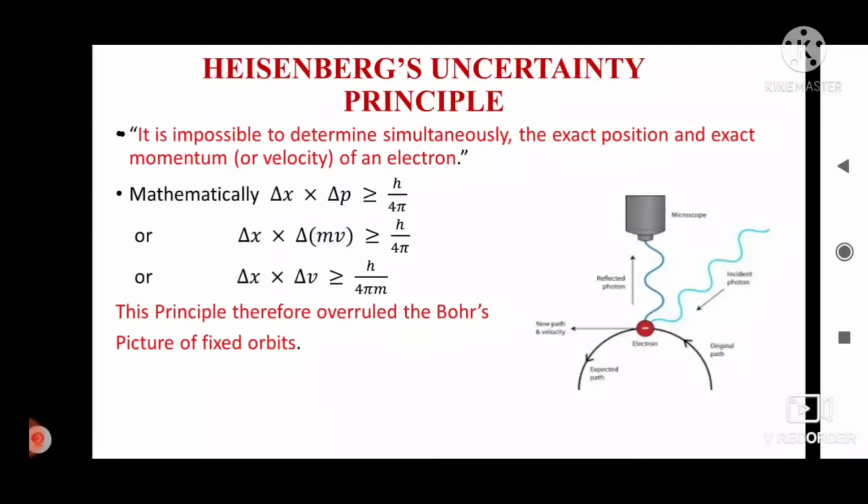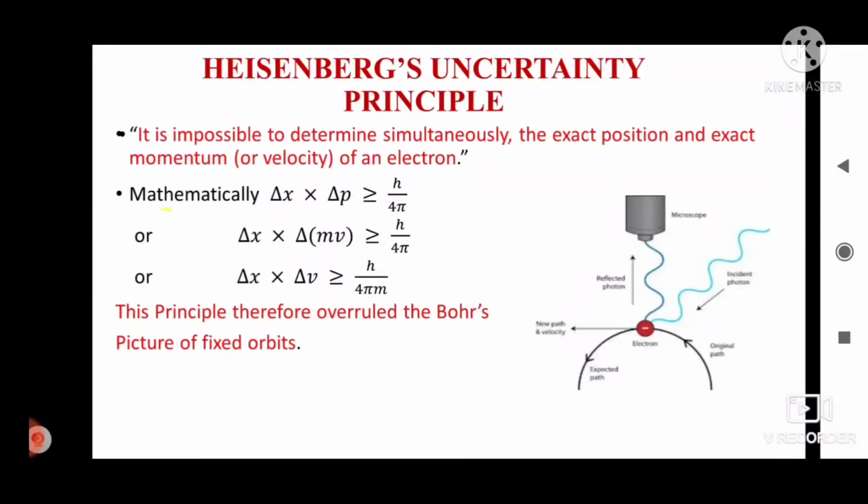Heisenberg in 1927 pointed out that we cannot measure accurately both the position and velocity of a particle as small as electrons. And he stated that it was impossible to determine simultaneously the exact position and exact momentum or velocity of an electron.